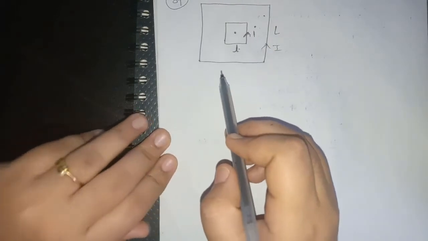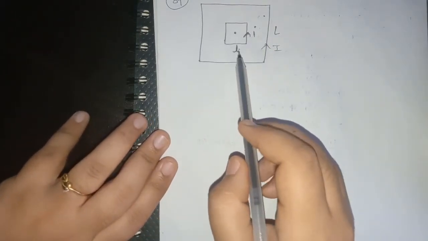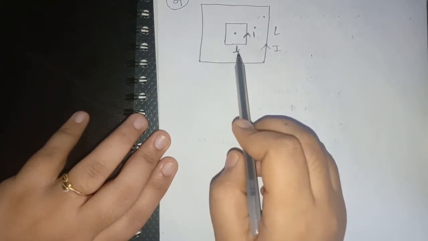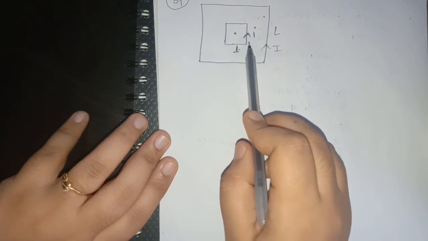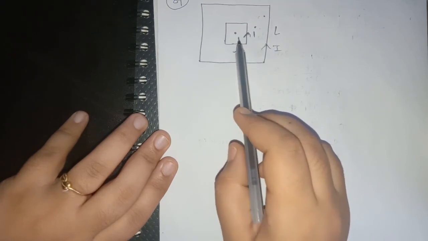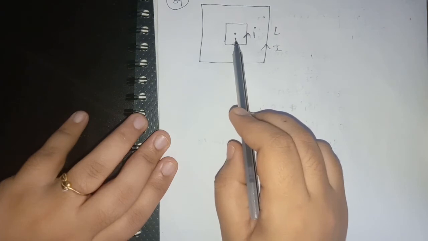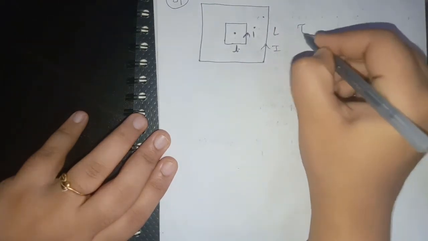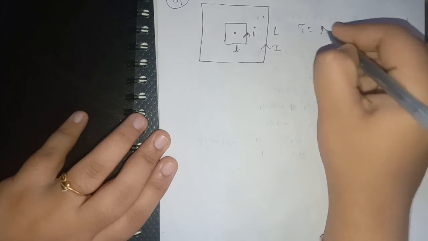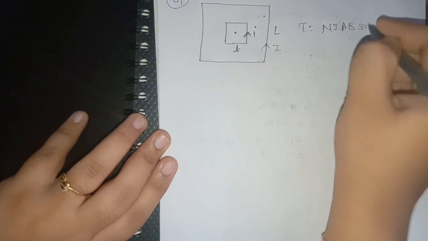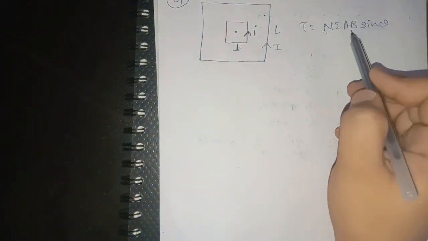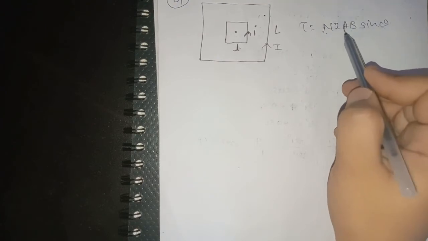In question number 39, 2 square loops are placed concentric of side length capital L and small l, having current capital I and small i respectively. Their centers are coinciding, we want to find the magnitude of the torque on the smaller loop. Here, the torque on the smaller loop can be given as N I A B sine theta. N will be 1. Here, theta is the angle between the magnetic field and the area vector.